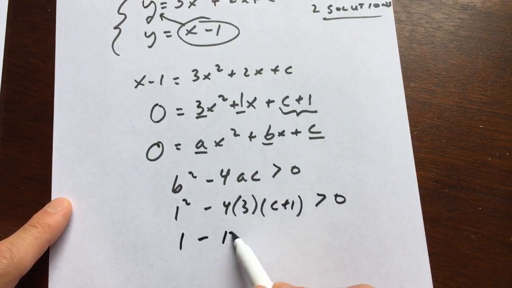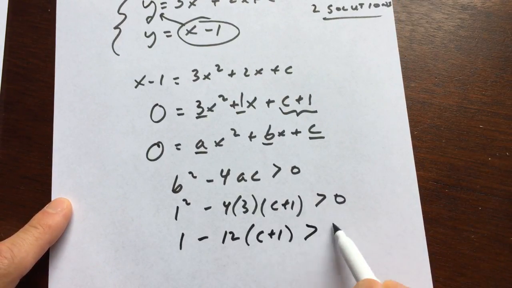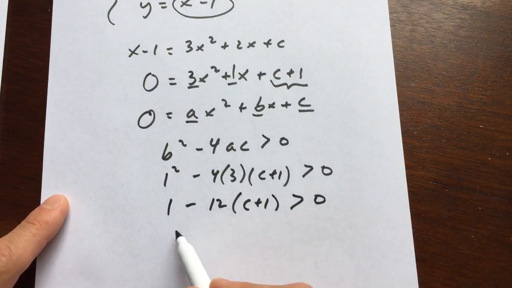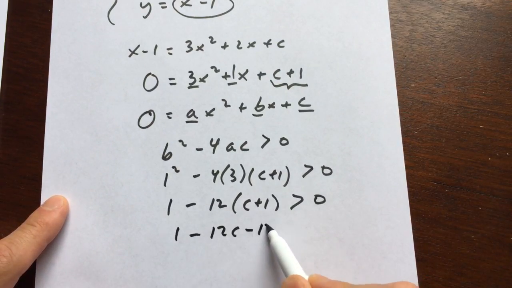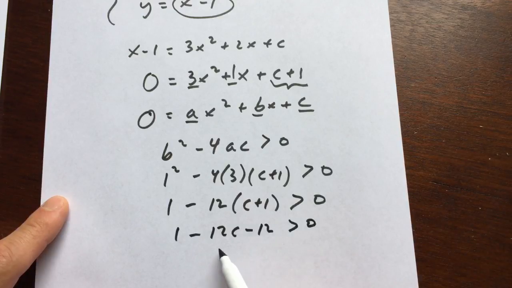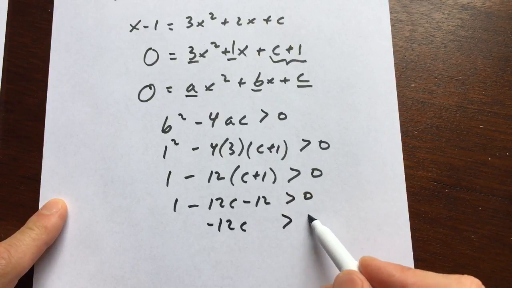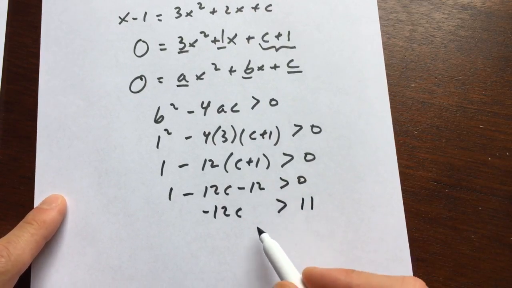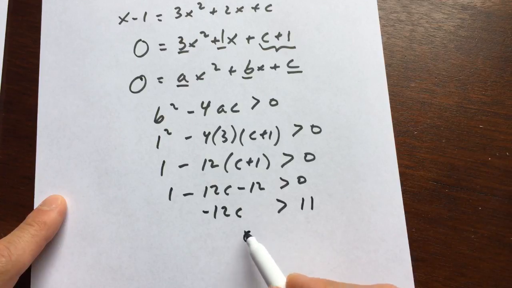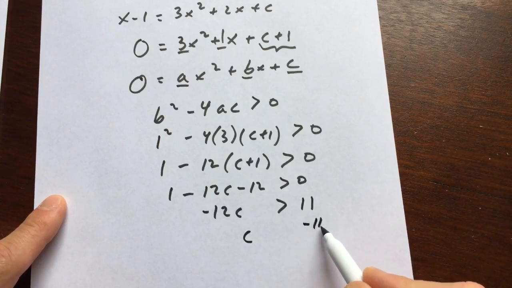Okay, so let's simplify this down a little bit more. Okay, and let's see, we've got 1 minus 12c minus 12 is greater than 0. Let's see, we've got negative 12c. What do we have? 1 minus 12 is negative 11. I'm going to add that to the other side, make that positive 11. And then now we have to solve for c. We're going to divide by negative 12.